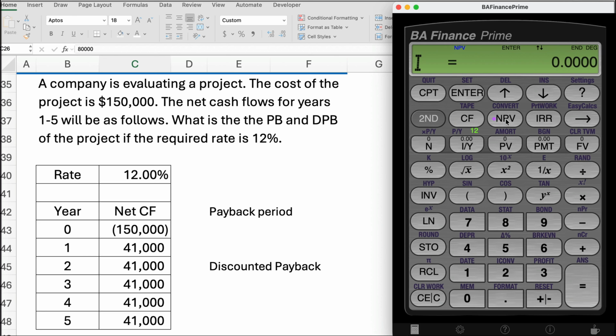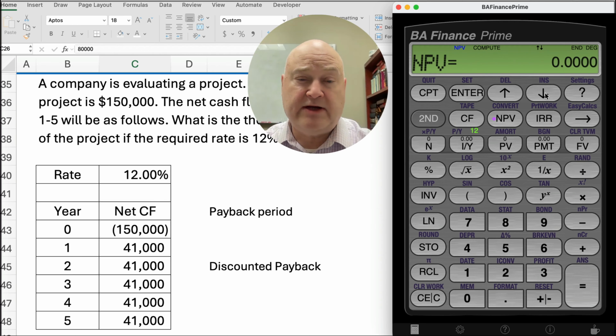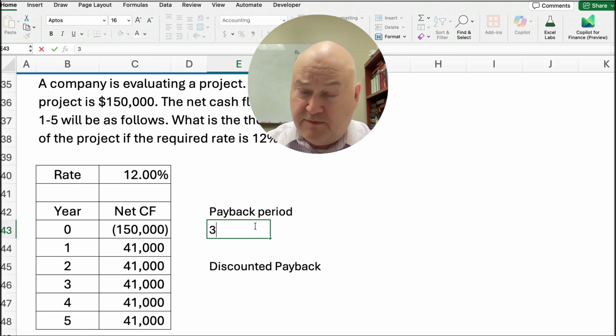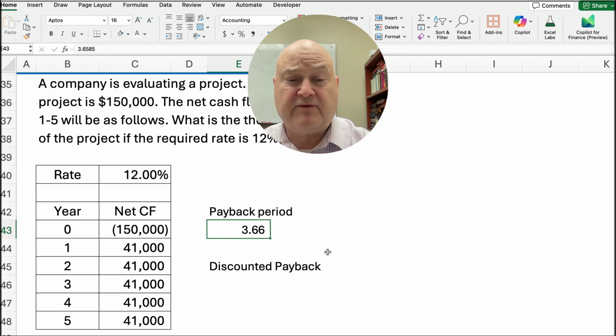So let's go over to the NPV. We need to put in 12 as our interest rate, enter. Down arrow, we can do net present value if we want to. Compute, that's going to be negative 2204. In the previous video I had a negative NPV. Here we can calculate net future value if we wanted to. But the payback period is going to be what? Well, 3.6585, I think. So it rounds off to 3.66.